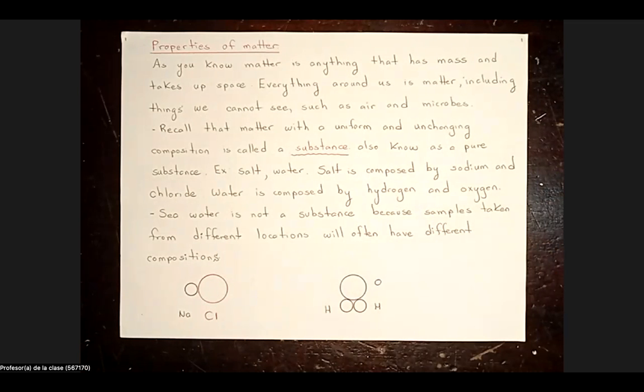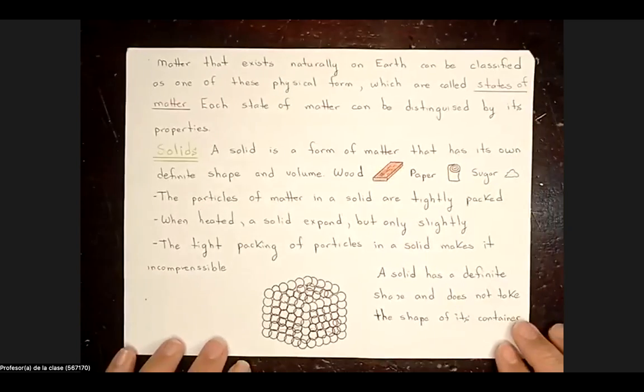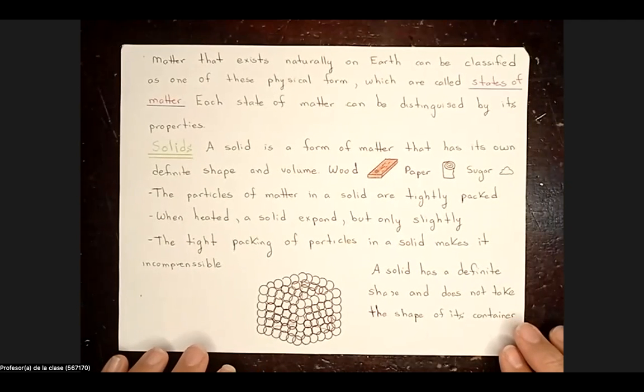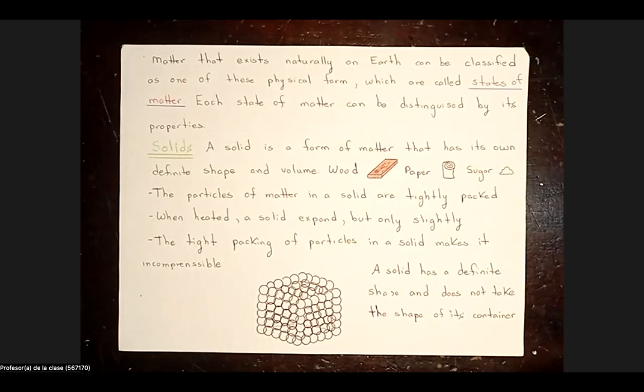And this is important because we're going to talk about the three different matter states, okay? Matter that exists naturally on Earth can be classified as one of these physical forms, which are called states of matter. Each state of matter can be distinguished by its properties. So for the beginning, we're going to talk about the solid, okay?